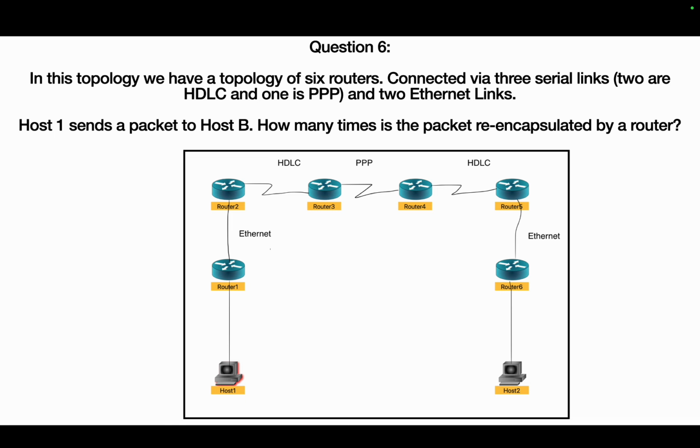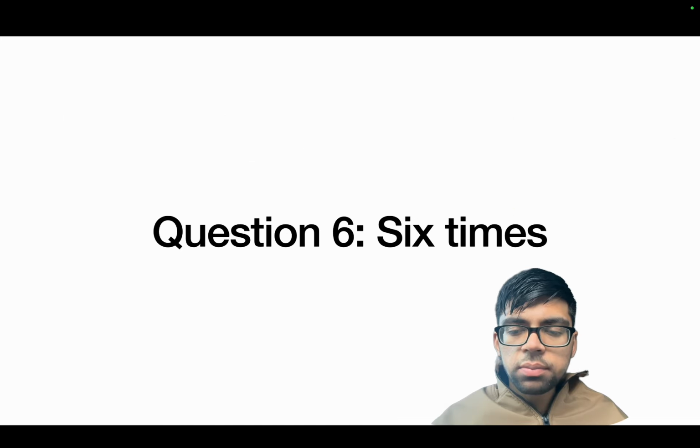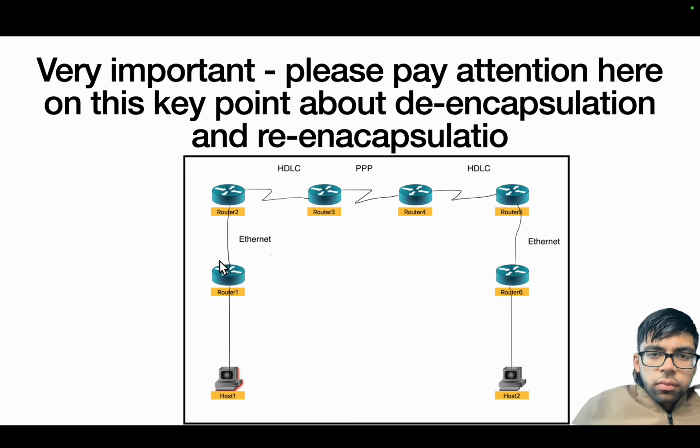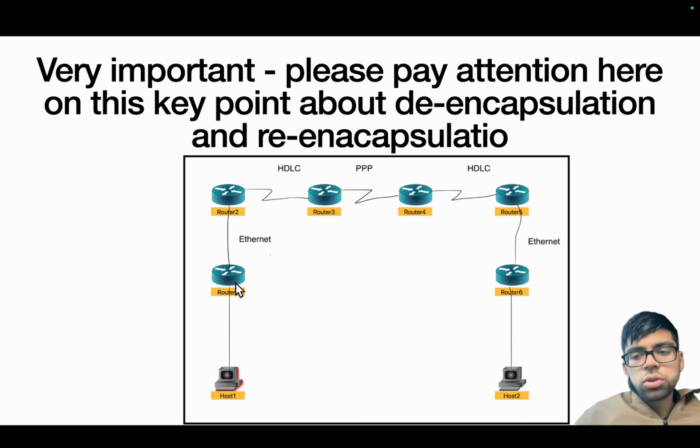Okay, 3, 2, 1, 0, and the answer is 6 times. If you look here, we've got the packet sent from host 1 to router 1. Router 1's source MAC address will change when it needs to go to the next hop. The source MAC address at layer 2 was originally host 1, and the destination MAC address was router 1. When we get to router 1, the source MAC address is no longer host 1 and the destination MAC address is no longer router 1, so we need to change.